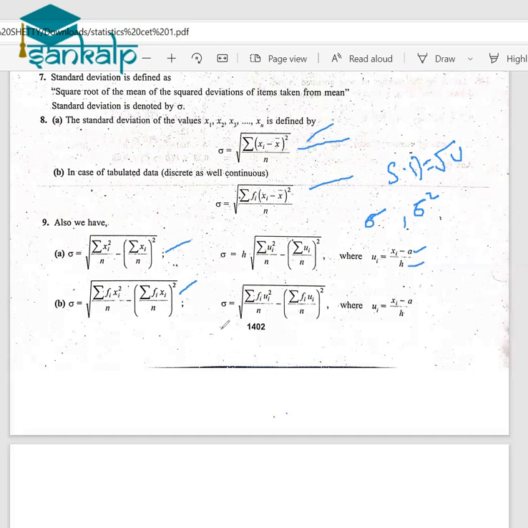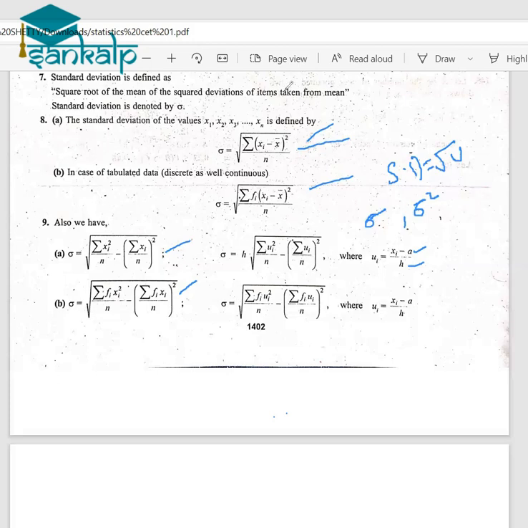Basically we need to know the two formulas, the first and the second formula, that is 8a and 8b. Most of the examples will be related to these formulas. When we are considering the grouped data, we are making use of the 9a and 9b formulas.